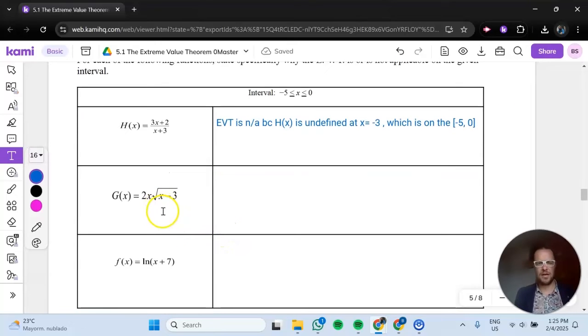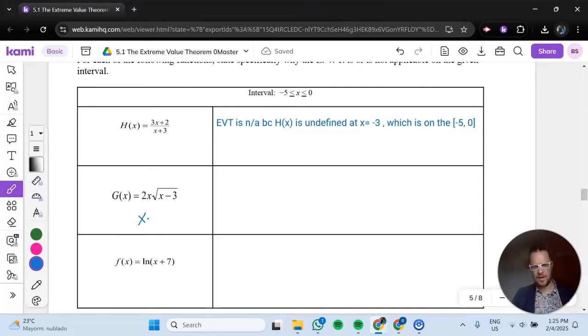If we look at our next one here, the front x has no problems. This back x is going to be an issue if it is less than 3, right? And the reason I know that is simply because I know that x minus 3 needs to be greater than or equal to 0, which means that x needs to be greater than or equal to 3, because I can't take the square root of a negative number.